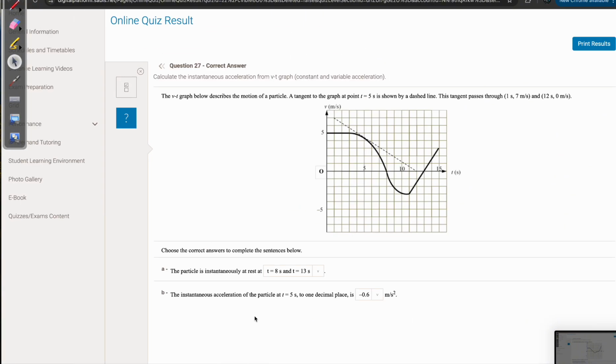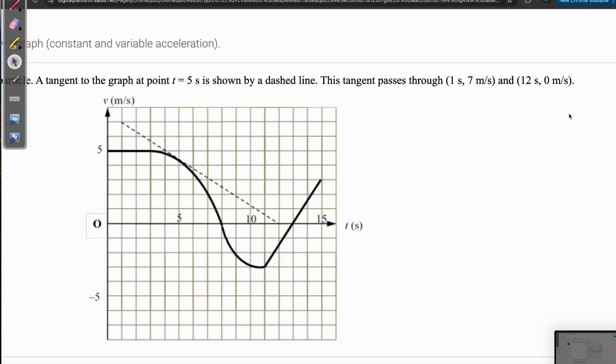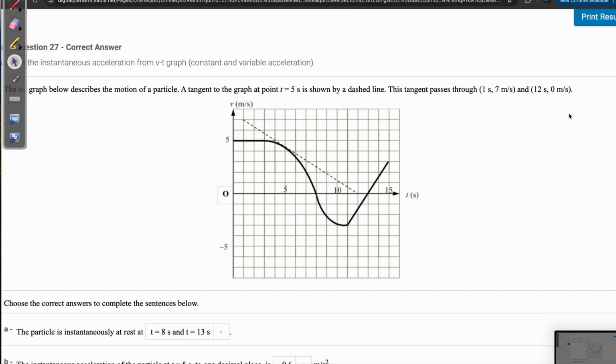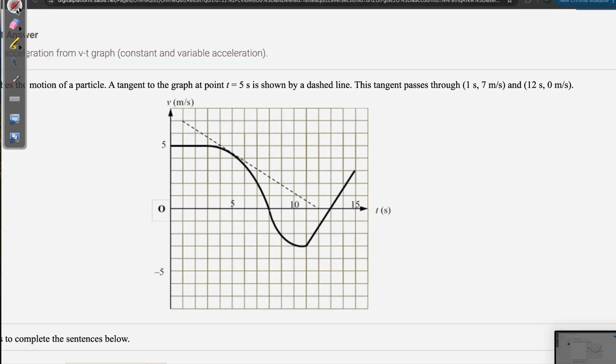The instantaneous acceleration of the particle at t equals 5 to 1 decimal place. Now for this question, we're going to need the slope of the tangent to find the instantaneous acceleration. They gave us the points right here, which is a really good thing. So 1, 7 and 12, 0.